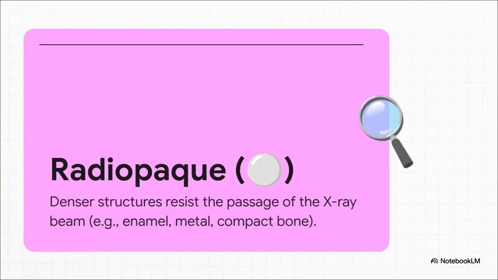And on the flip side, you have radiopaque. You probably guessed it. These are the bright white parts of the image. This happens when the X-ray beam hits something really dense, like your super hard tooth enamel, your jawbone, or a metal filling. That stuff blocks the beam, so less of it reaches the sensor, creating a bright white spot.